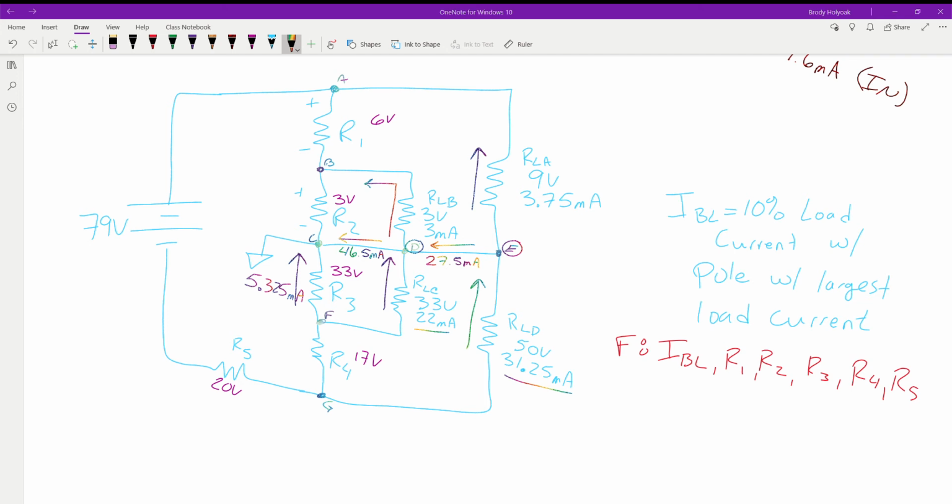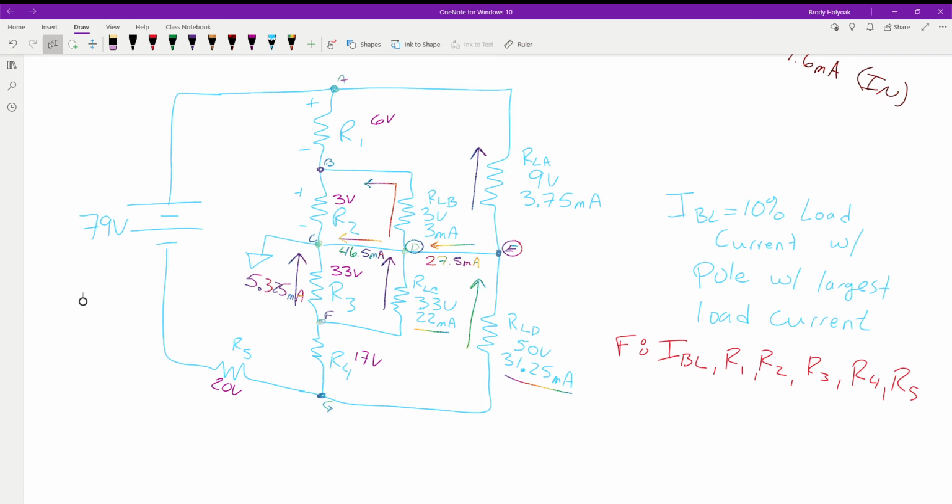Any questions about that? Okay, so now at this point, one of the things we could look at is where these currents are going. So if I didn't know that my bleeder current was here, and I was still looking to determine which one is going to be my bleeder current, this current that I have here, does it contain any load current?